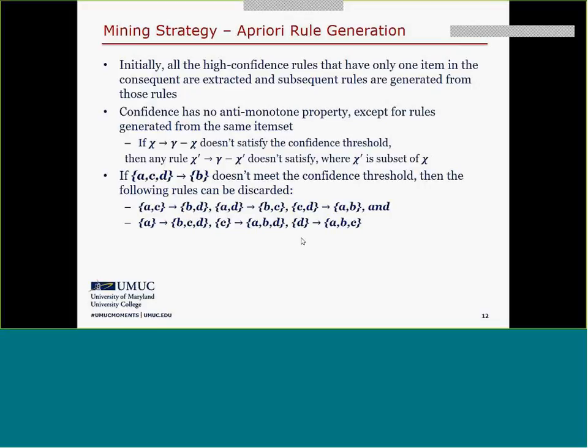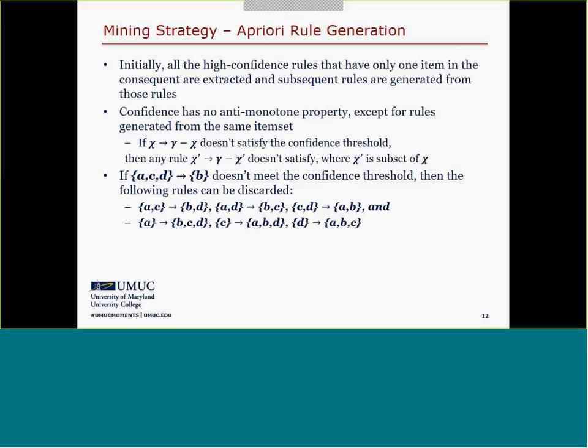Now, initially, all the high confidence rules, the way it works in the Apriori algorithm, you start with rules containing one item. You take all the high confidence ones with one item, and then you go to the next one while extracting the rules. Now, one thing that's different: if you remember the anti-monotone property that was the case in support, it doesn't quite apply to the general case for confidence.